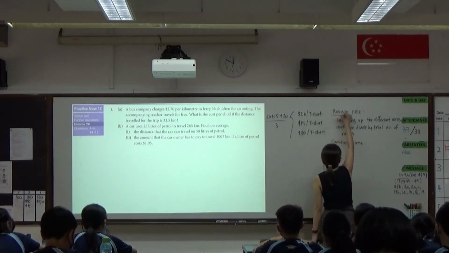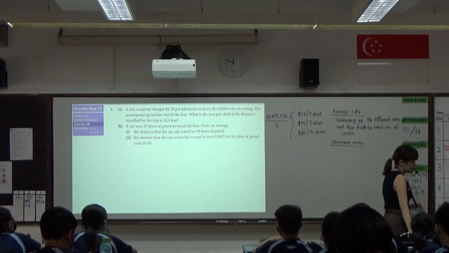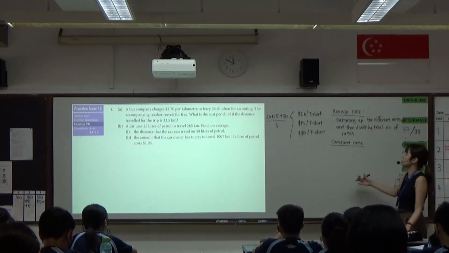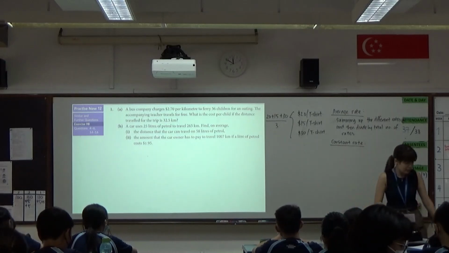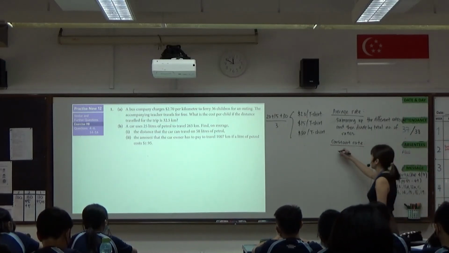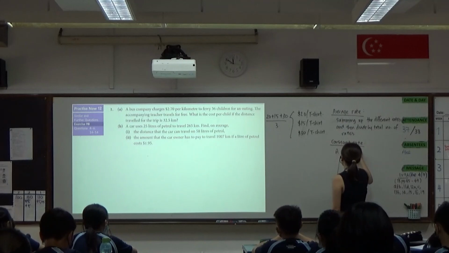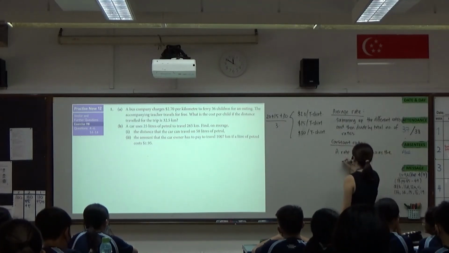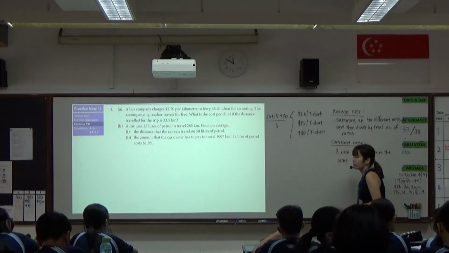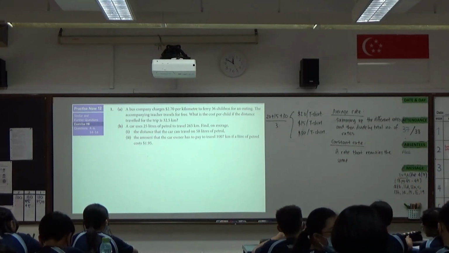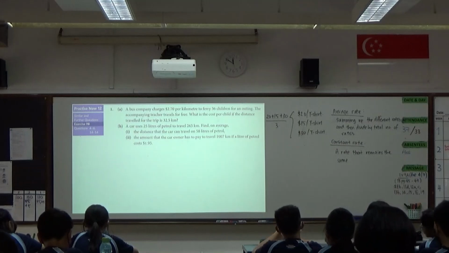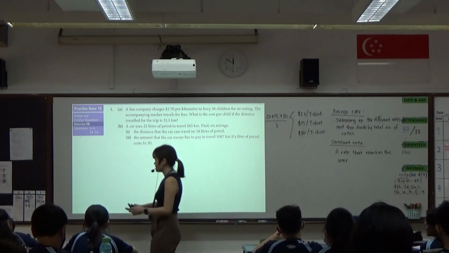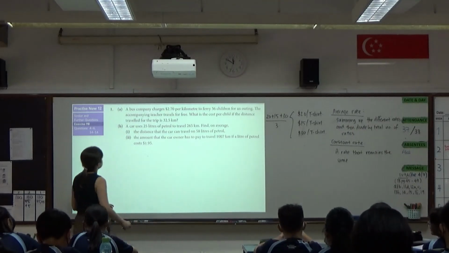Whereas for constant rate, it is a rate that maintains stable. It is the same throughout. That is what the word constant suggests. So it is a rate that remains stable. So we need to be clear about that, especially when we are going to look at speed for the next section.